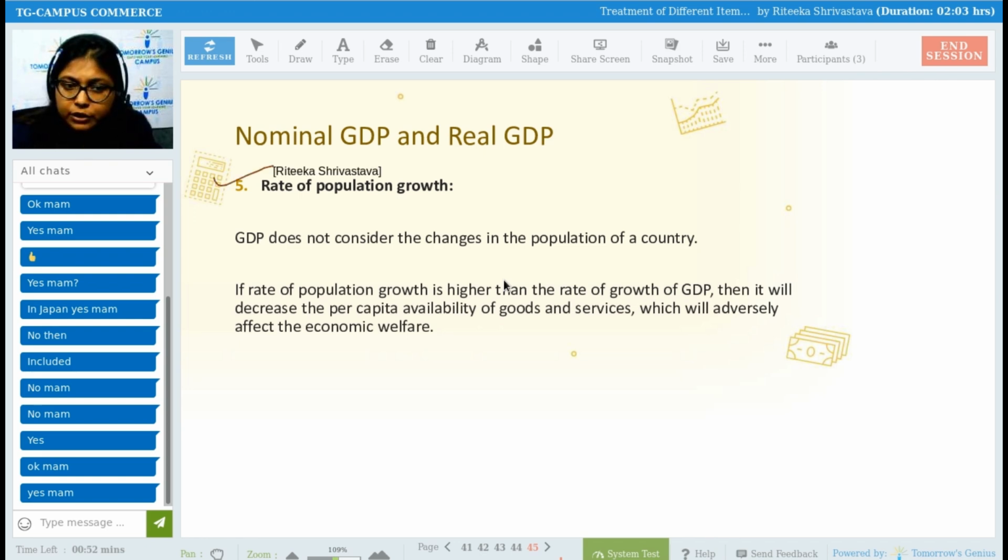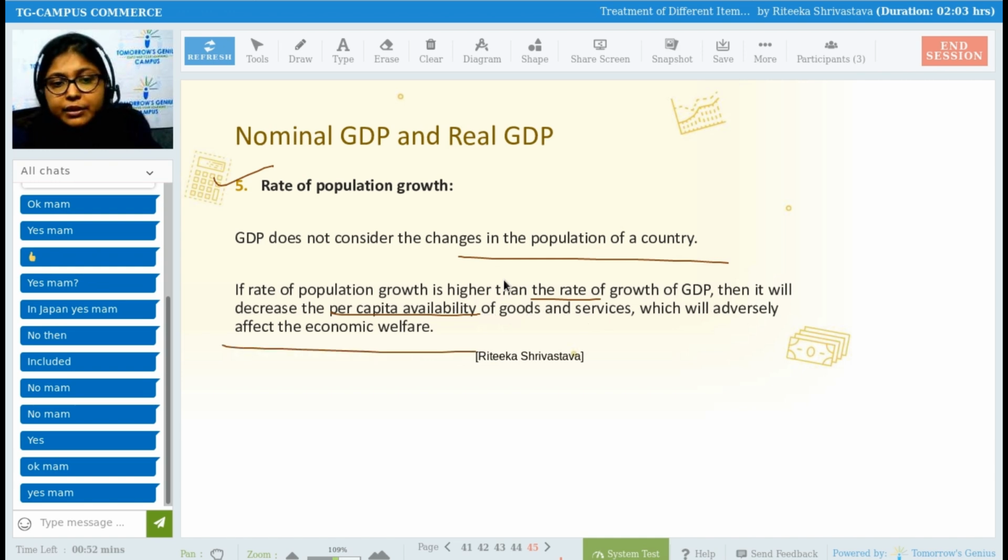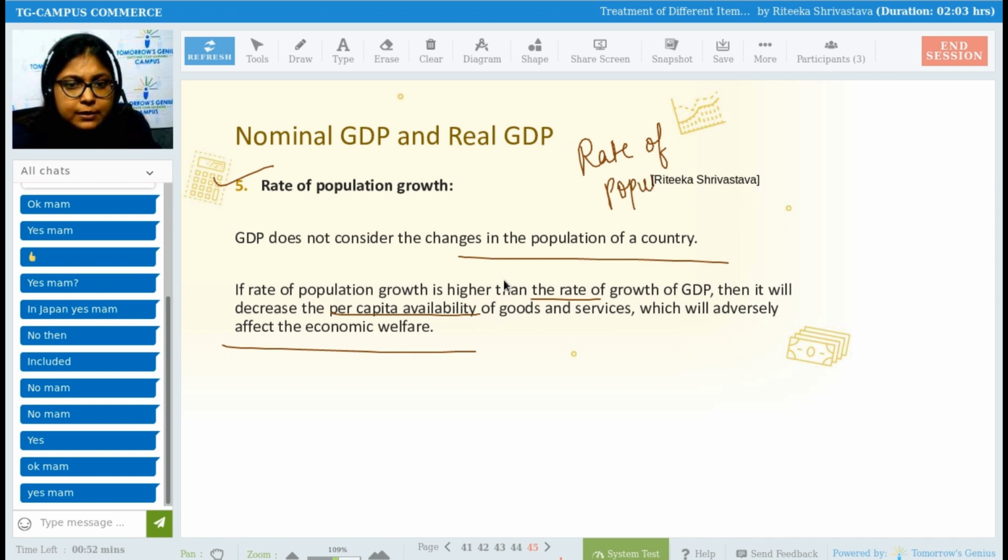Then comes the rate of population growth. GDP does not consider the changes in the population growth. If the rate of population growth is higher than the rate of growth of GDP, then it will decrease the per capita availability of goods and services, which will adversely affect the economic welfare. Of course, right? If the rate of population is more.